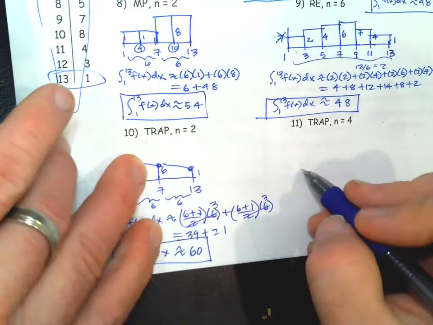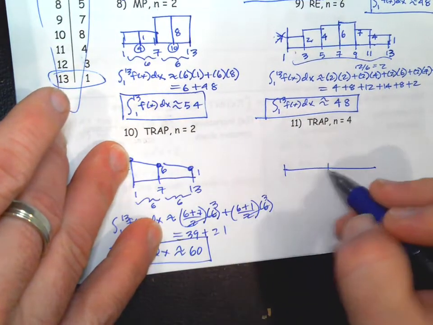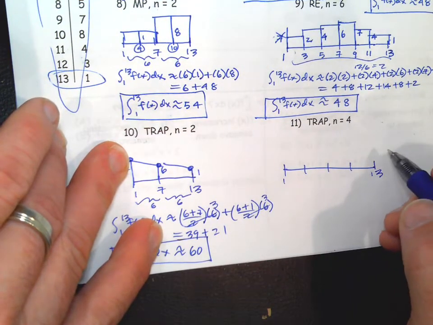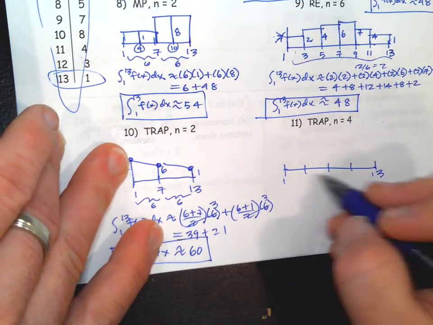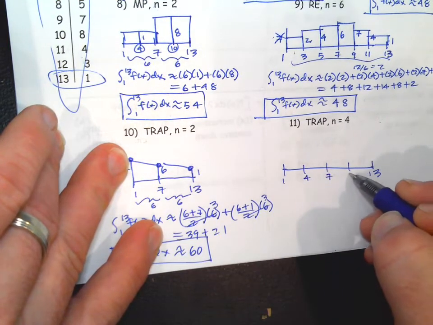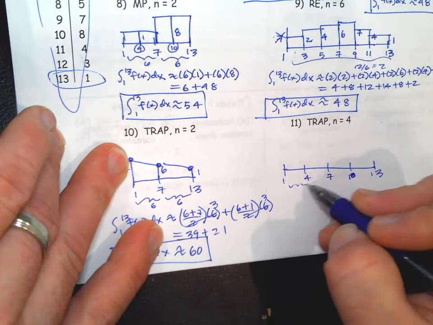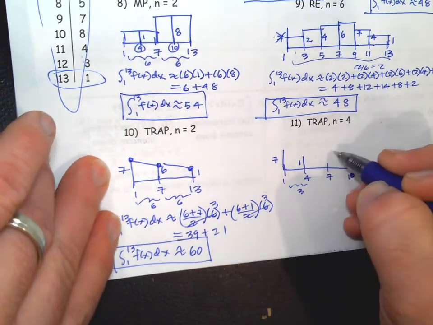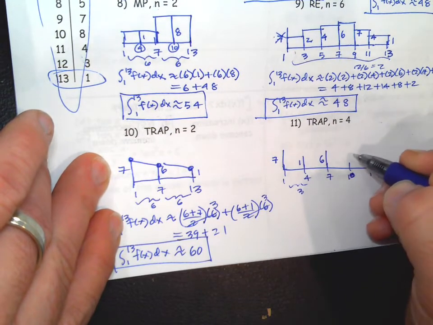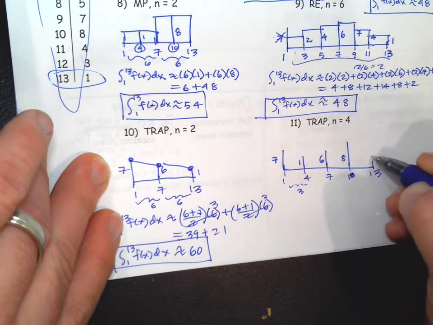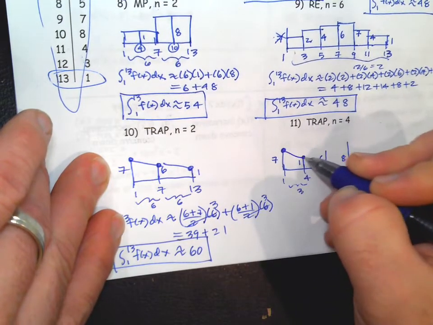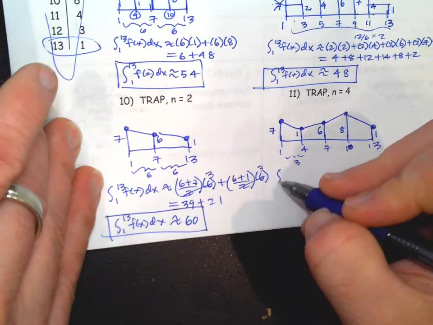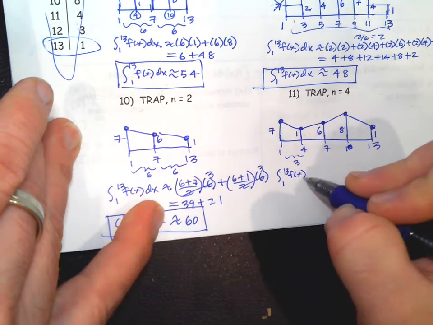Okay, next one's trapezoid with 4. 1 to 13. I don't think we've done a 4 yet. So it's 12 divided by 4 is 3, so it's going to be 4, 7, 10, 13. Right? And so at 1, we're at 7, at 4, we're at 6, at 10, we're at 8, at 13, we're at 1. So we're going to connect all these to make little trapezoids. And this picture is really just to help me set it up.